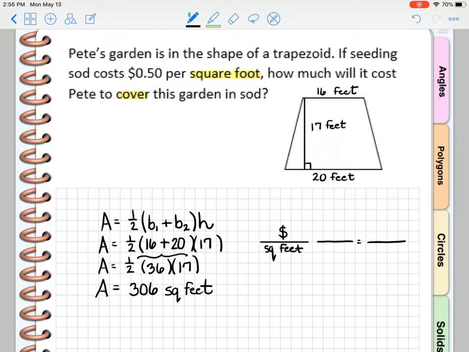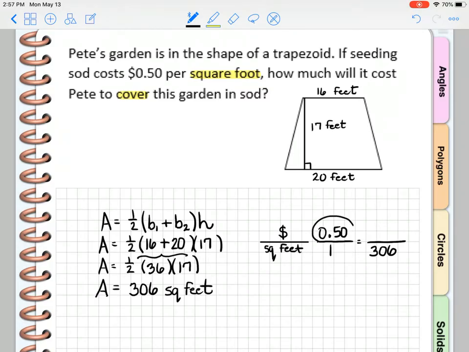So the problem tells me that it's 50 cents for 1 square foot. So there's the unit rate. For 1 square foot, it's 50 cents. And we want to cover, or Pete wants to cover, 306 square feet. That's this number for his garden.